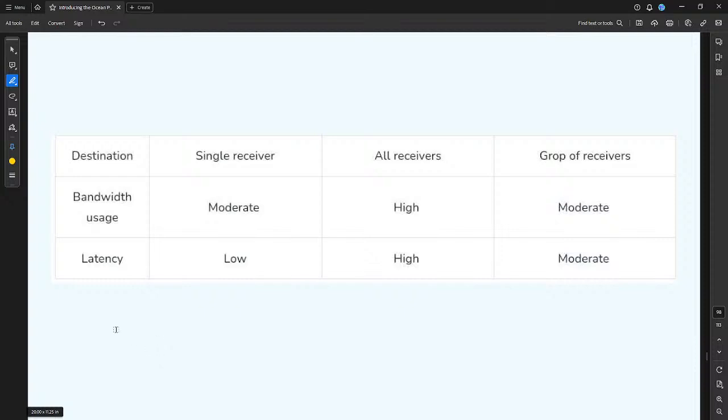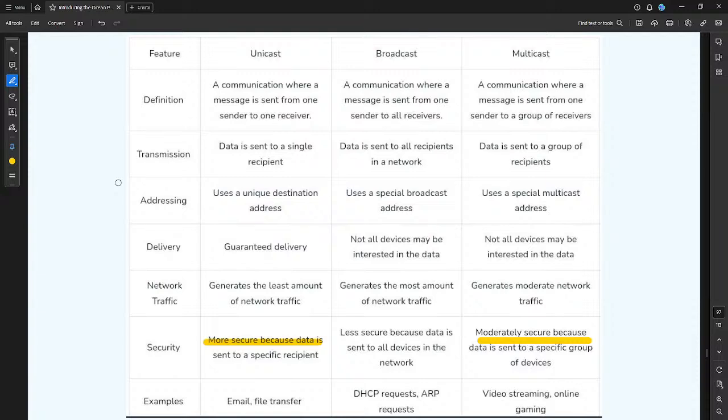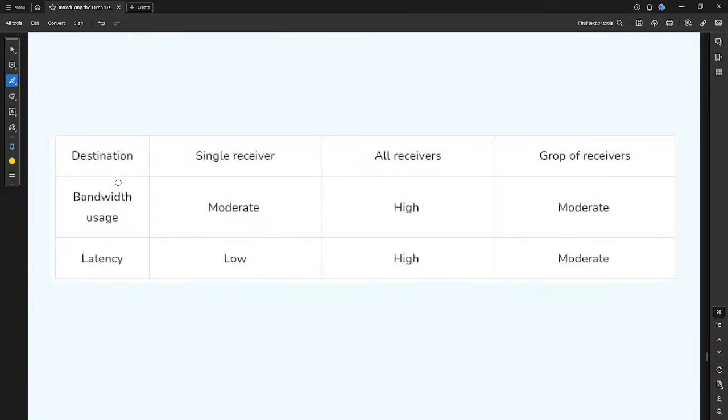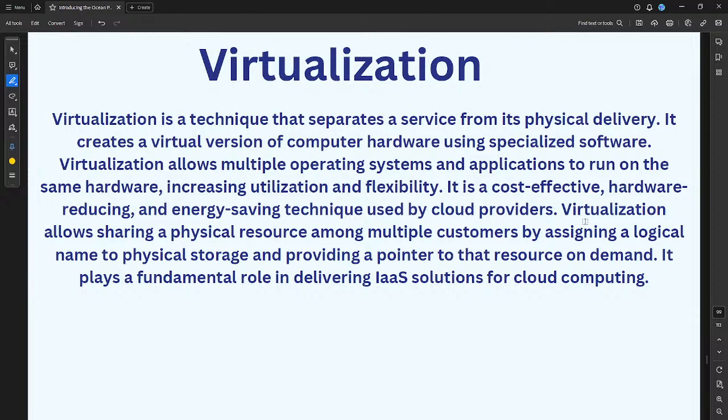So we also have, I'm not sure what this is on.